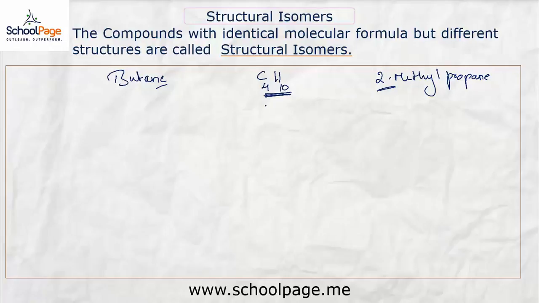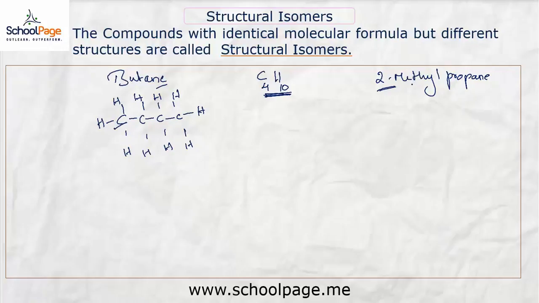Now let us examine their structures. Butane is a straight chain compound in which the carbon atoms are linked in the form of a straight chain. So now let us satisfy the valencies using hydrogen. This is the structure of butane, which has the molecular formula C4H10. So there are 10 hydrogen atoms. Note that the carbon chain is a straight chain without any branches.